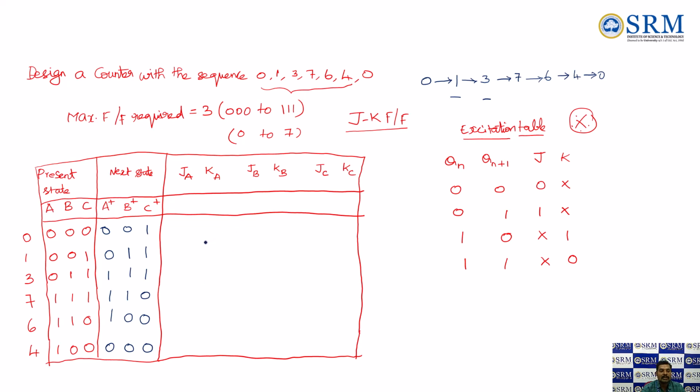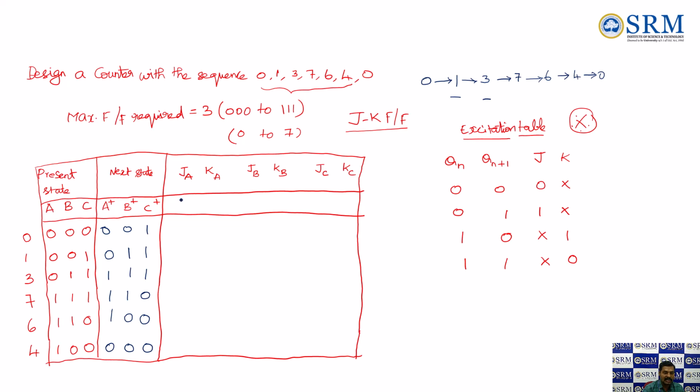Hope you will understand. I will repeat. First I'm writing the present state for the given sequence. So here I'm writing the decimal value 0, 1, 3, 7, 6, 4. Then I'm writing all the present state corresponding binary values for the given sequence. Then the next state is computed. So if 0 is my present state, then 1 will be the next state. If 1 is my present state, 3 will be the next state. So like that, I wrote present state as well as next state.